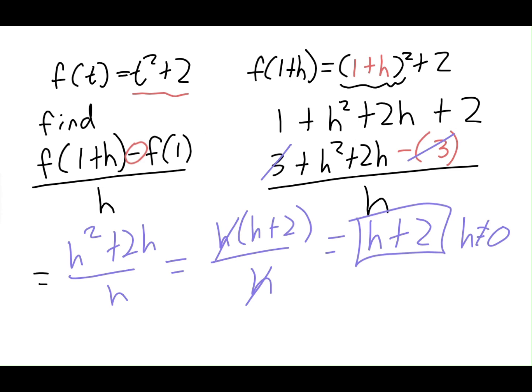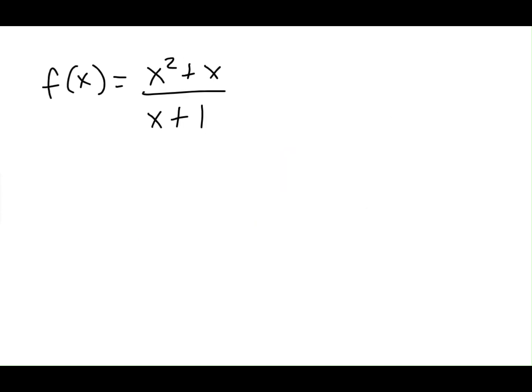Let's take a look at one more example. Here, we're given a function, f of x, which is equal to x squared plus x over x plus 1. And what I want to do is find the zeros and find where it is undefined. So go ahead and pause the video and give this a try. All right, let's take a look, see how you did.